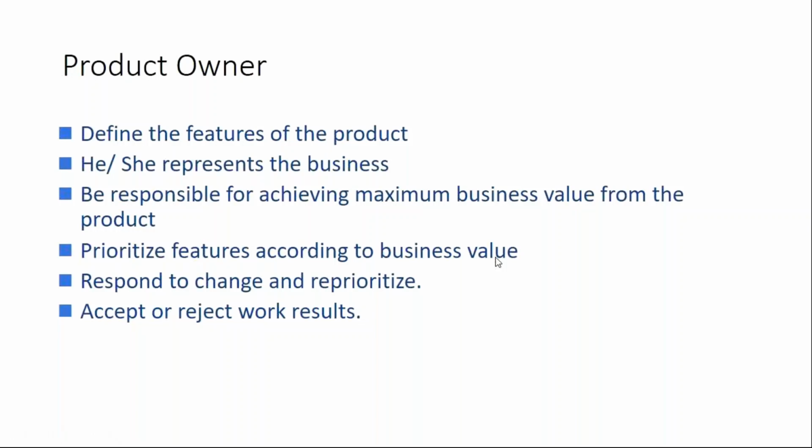Next, responding to change and reprioritizing. This can only arise when there is a need from the stakeholder in the business, and to address the business need, he or she should have the business justification, and should not just thrust it on the team, but make the team understand what prompted this requirement. And this product owner is the final person who is going to accept or reject. When I talk about work results, that is nothing but the user stories.